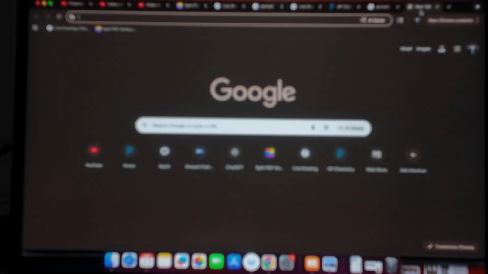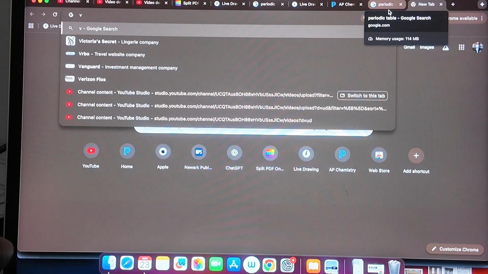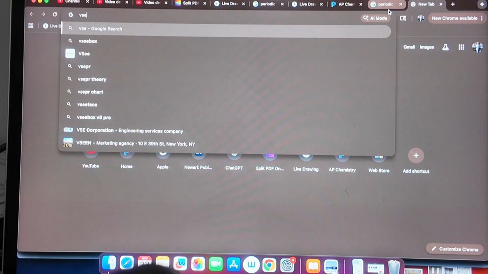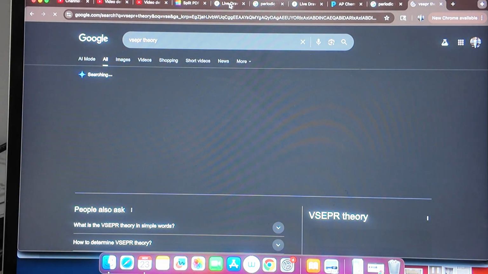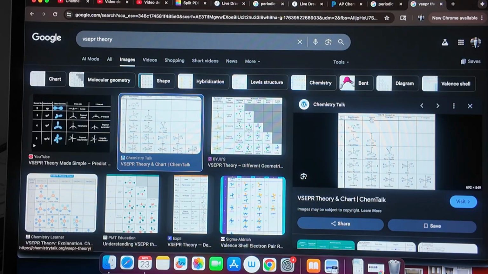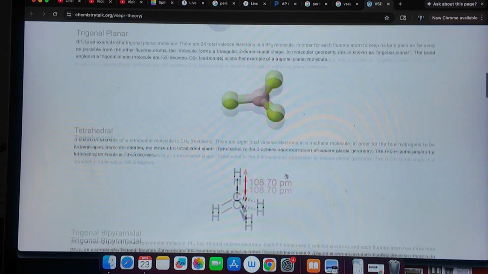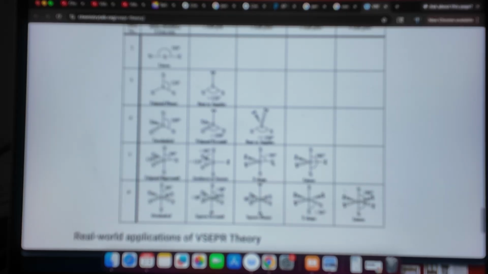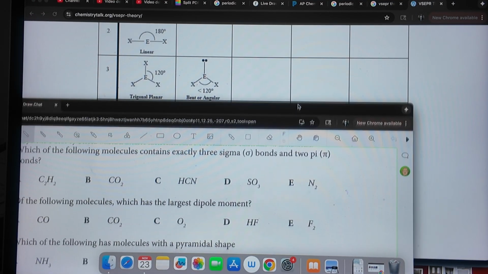So a lot of this is just referring to, here, let me put a VSEPR theory. And we can just pull up this image. I believe I gave a copy of this last year. Okay. And so we're just really referring to this right here.